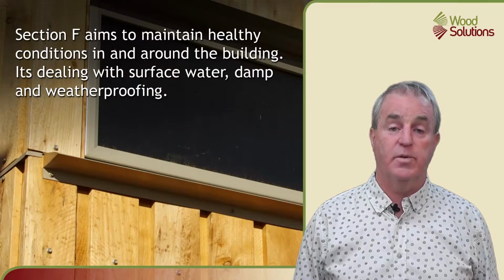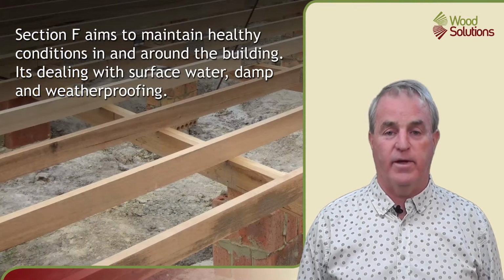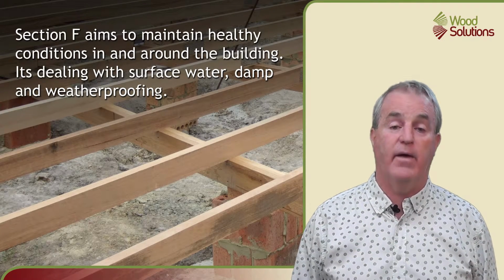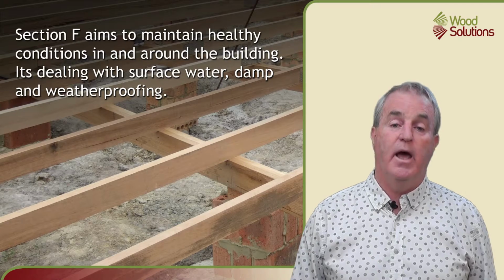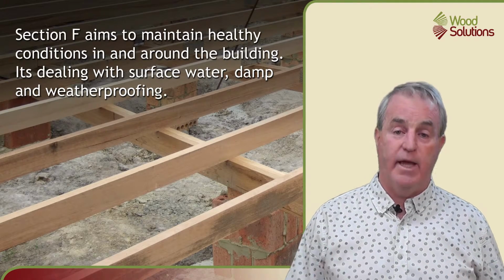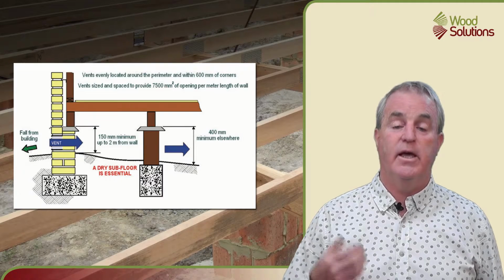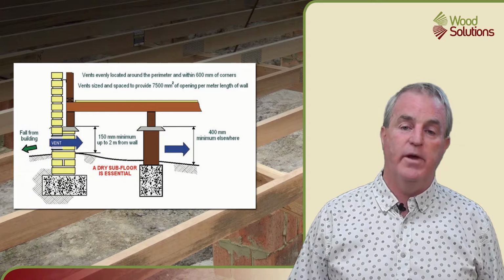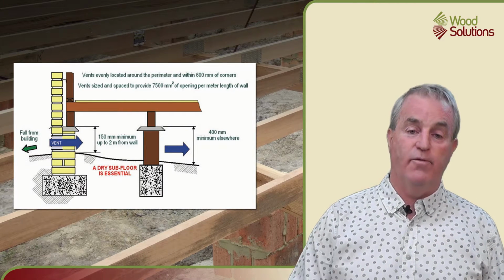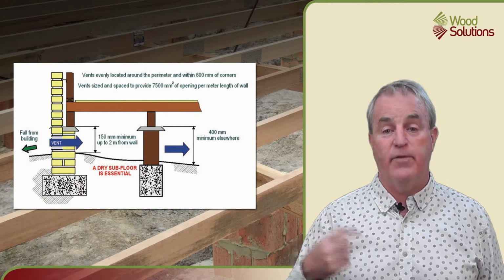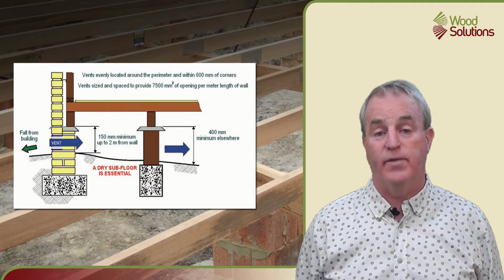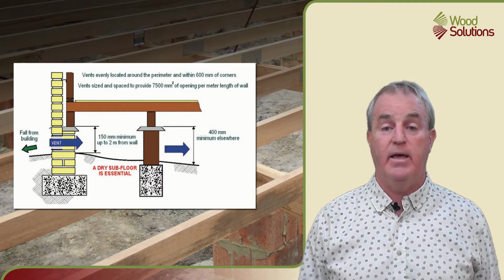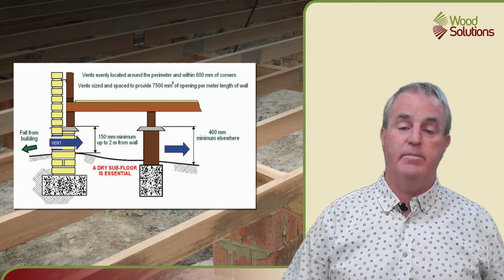Section F deals with surface water, damp and waterproofing. These are all important to maintain healthy conditions in and around the building. This section establishes requirements for damp control, subfloor ventilation and similar factors such as flashings around windows. For example, there are limits on the space below timber floors and the provision for perimeter ventilators to allow for subfloor ventilation. This is to dry out moisture, reduce the chances of decay, and keep conditions inside and under the building healthy.